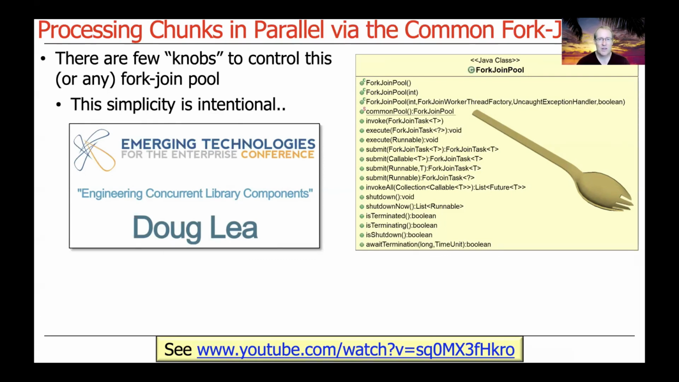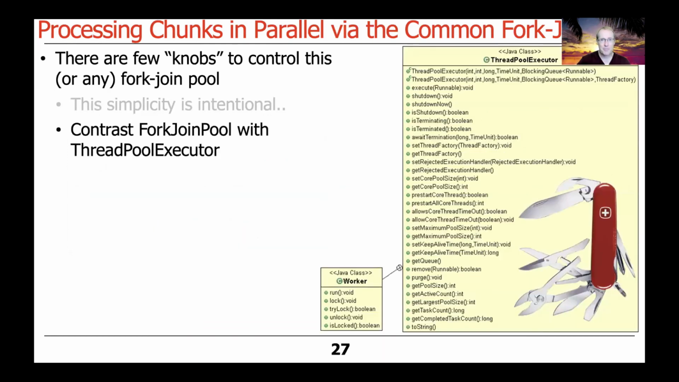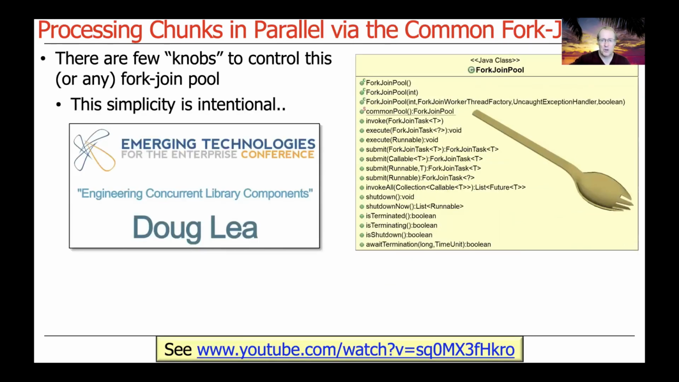And he has this nice video that talks about the design rationale behind concurrent library components in Java, and he explains why they did it this way, because they found that the other approaches in other frameworks were too complicated. In particular, the ThreadPoolExecutor, which is another implementation of the ExecutorService interface, has a much more complicated API, but it's not always clear that that's a win. So the fork join pool, very simple.